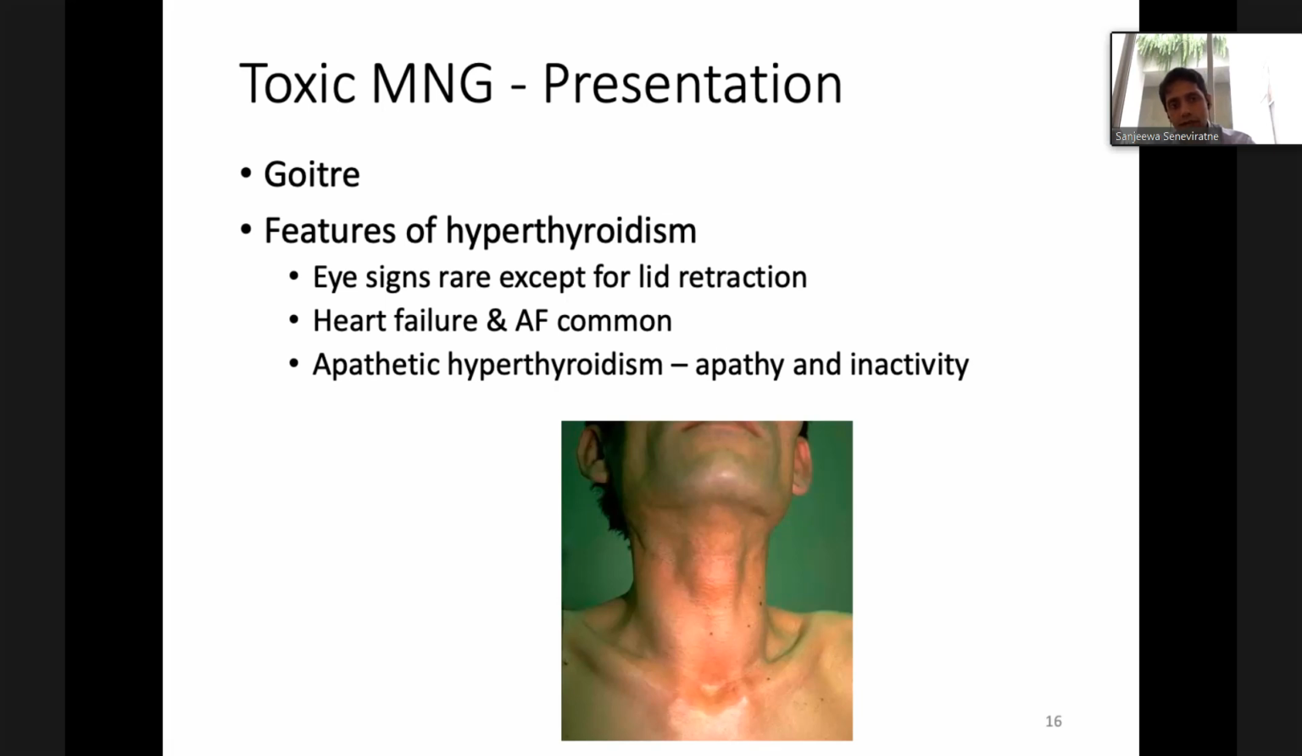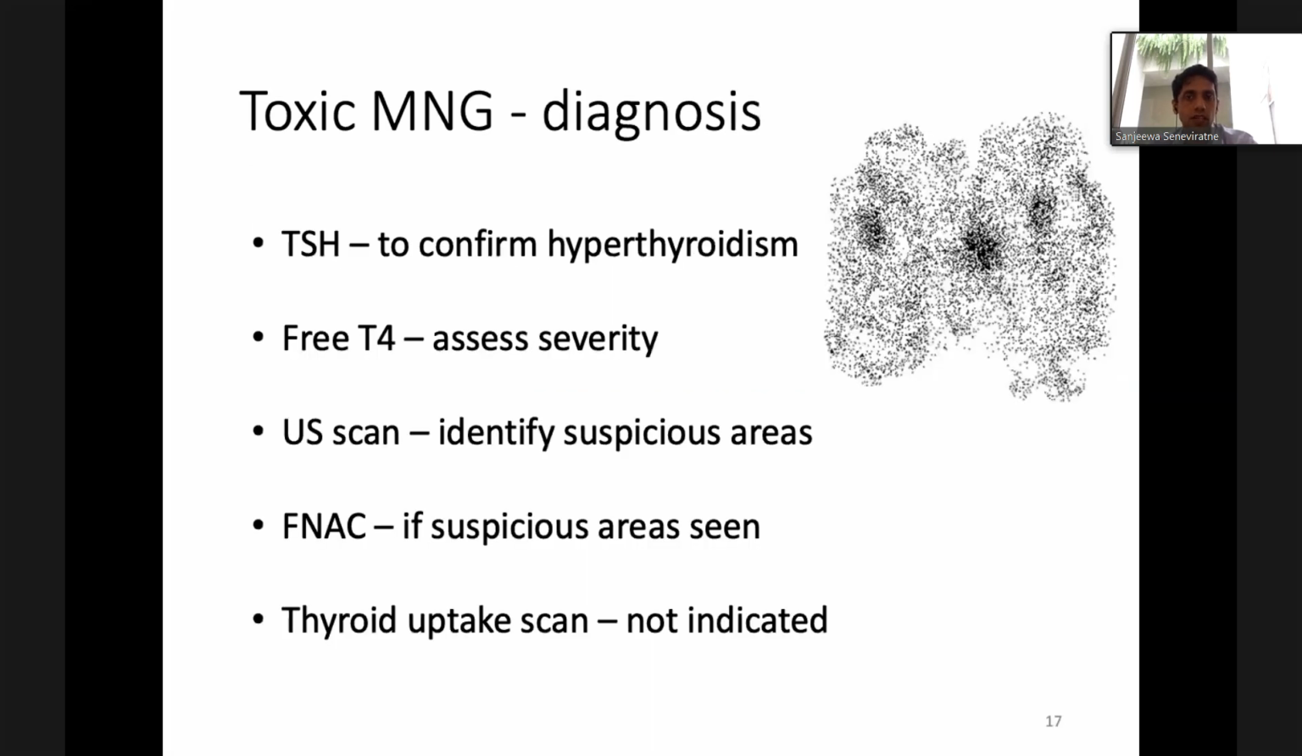In addition to that, older people, like above 70, sometimes have features of hypothyroidism. They are very apathetic and lethargic, etc. Therefore, that is called apathetic hyperthyroidism. So that is another presentation.